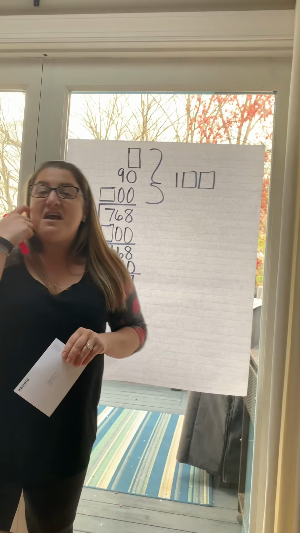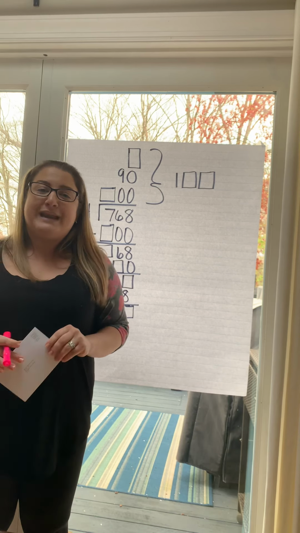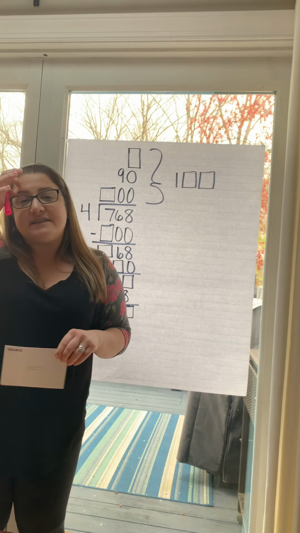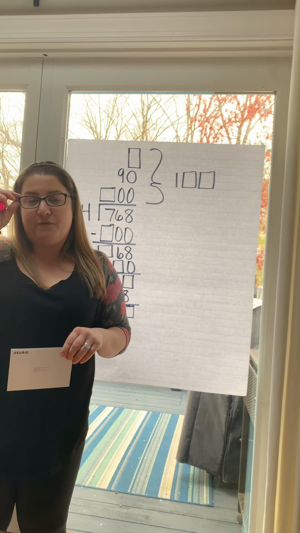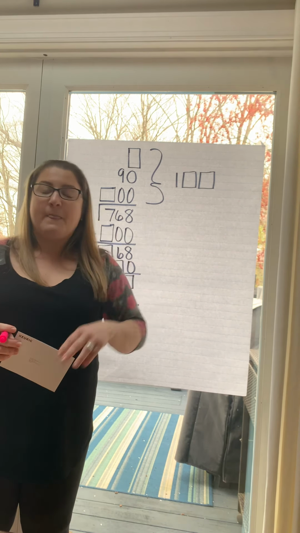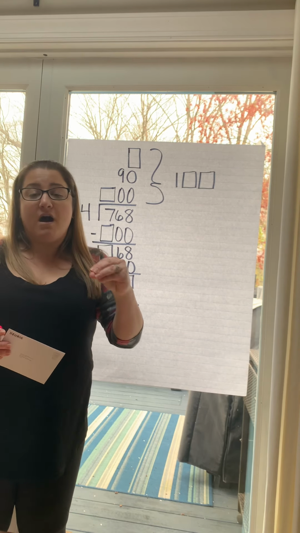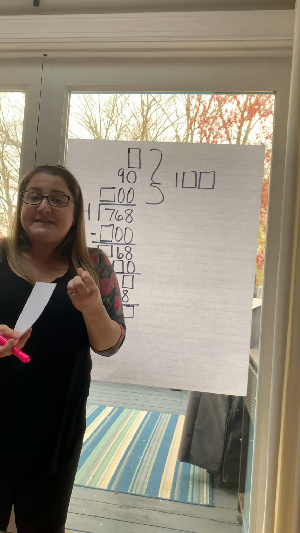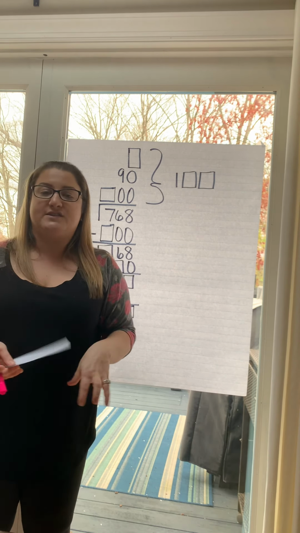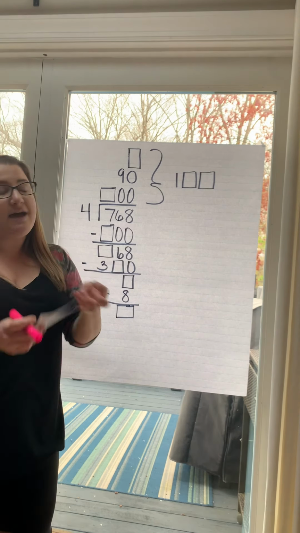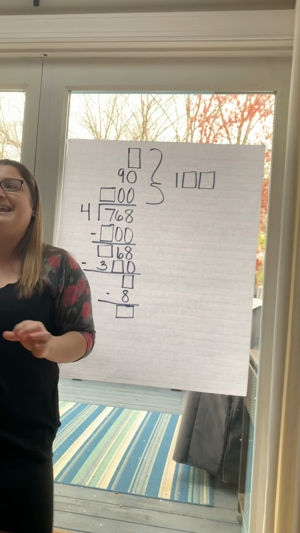Hi boys and girls. We're going to go over question number 28. Complete the partial quotient model to find 768 divided by 4. We know that the word partial means part of. So we're going to use parts of our dividend to divide, and then we're going to put it all together to find our final quotient. We're going to find small parts of the answer, put it together to find the complete answer.